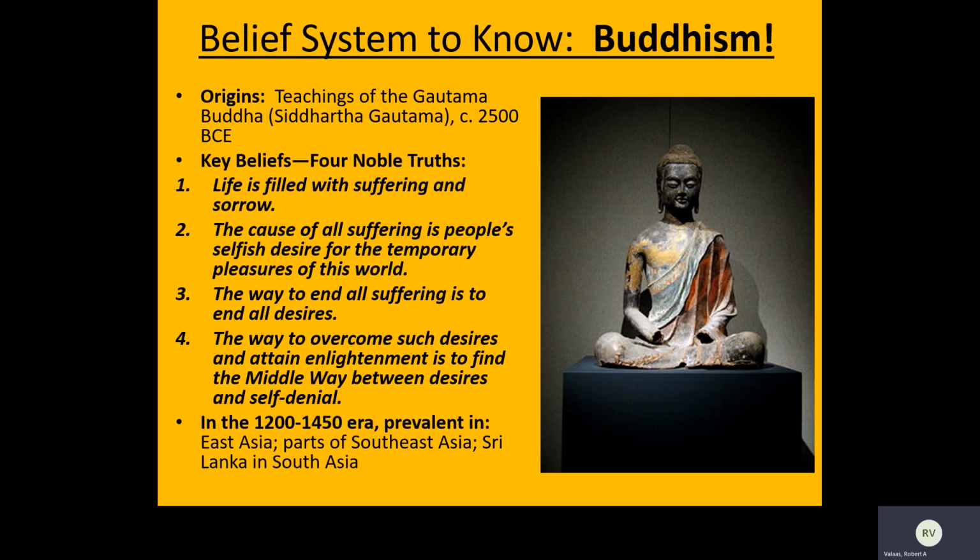And that the way to overcome such desires and attain enlightenment is to follow the middle way between desires and self-denial. We cannot give up all our desires, but nor should we give in to all of our desires.